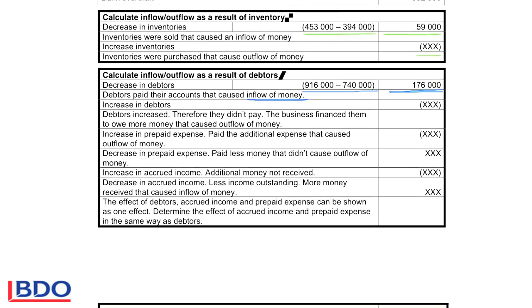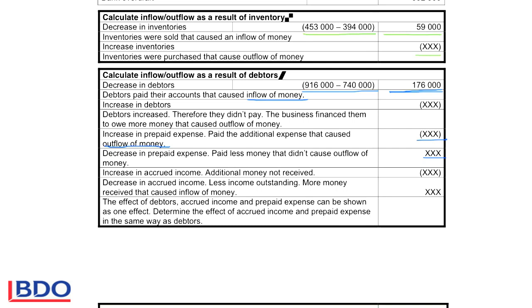If we just look at all the other entries that can appear under debtors, if you say that prepaid expenses increased, then it means that the business paid additional expenses during the year for the following year, and that caused an outflow of money to pay for these additional expenses, so it will be a negative figure. If there's a decrease in prepaid expenses, then the business paid less money for the future. That didn't cause an outflow of money, so it will be a positive figure.